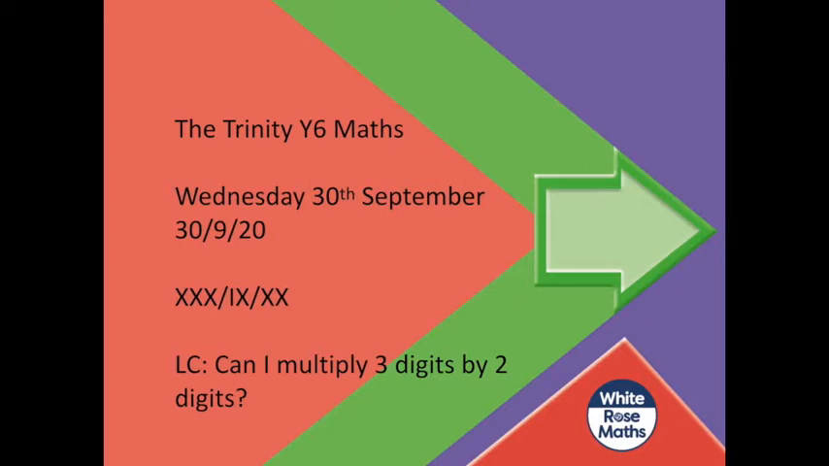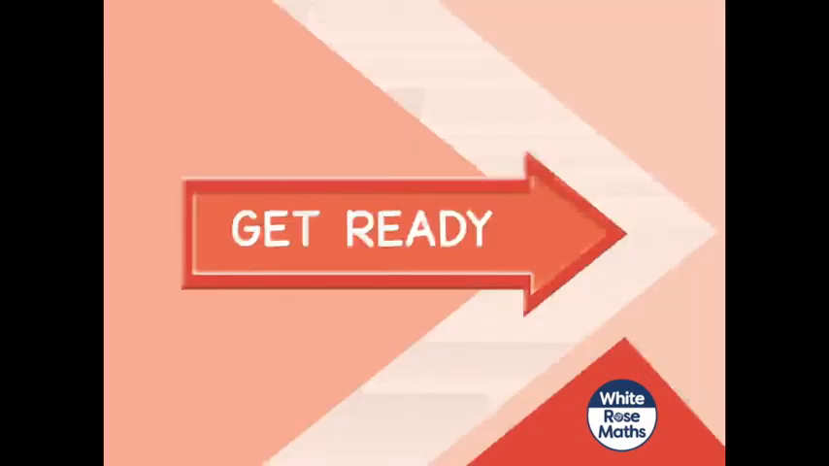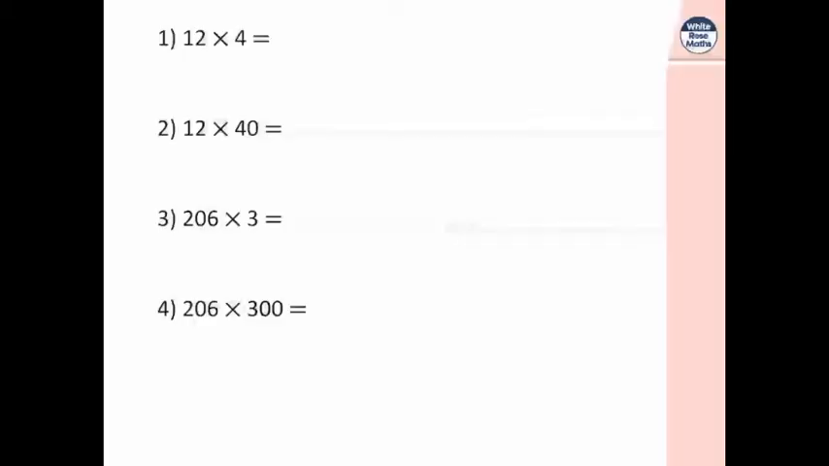Our LC for today is, can I multiply 3 digits by 2 digits? Following on from yesterday, 2 digits by 2 digits, and if you picked up that skill of placing the zero down, you will have success with this today. Some warm-up questions coming up for you. Pause the video for as long as you need to.